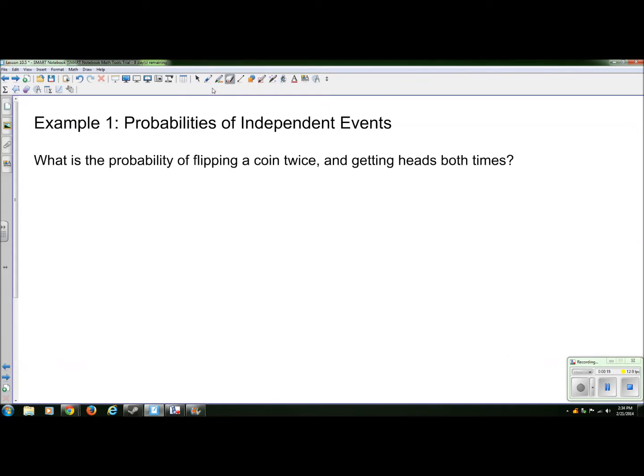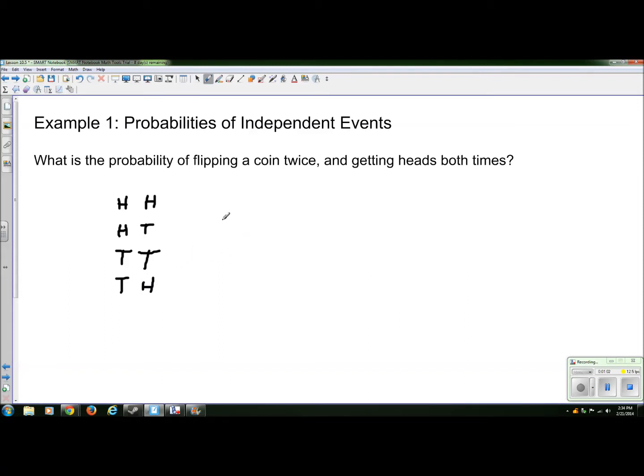Example 1 is on probabilities of independent events. In this example, we will look at flipping a coin twice. We want to know what the probability is of flipping a heads the first time and flipping heads the second time. Well, I could flip heads the first time and heads the second time. That's what we want. Or I could flip heads the first time and tails the second time. Or I could flip tails the first time and tails the second time. Or I could flip tails the first time and heads the second time. And those are all the possibilities.